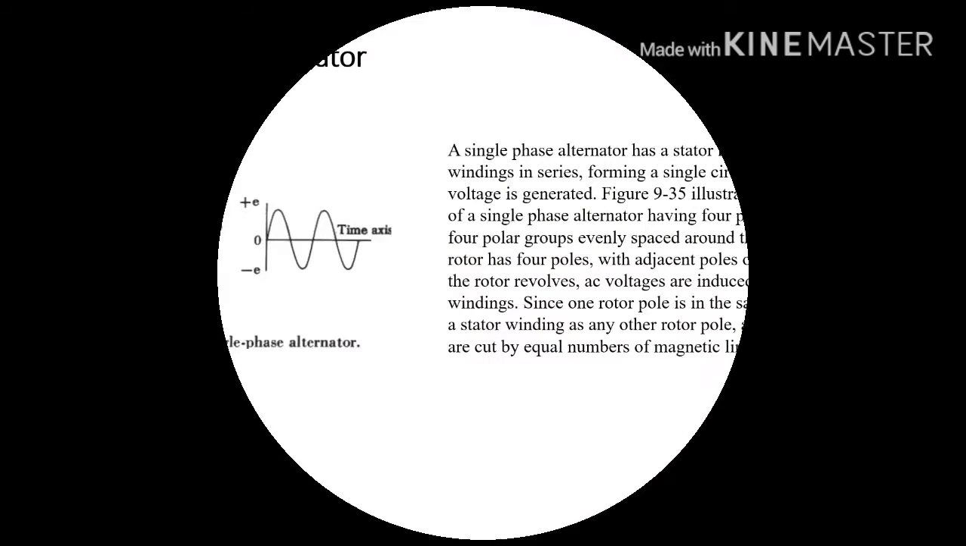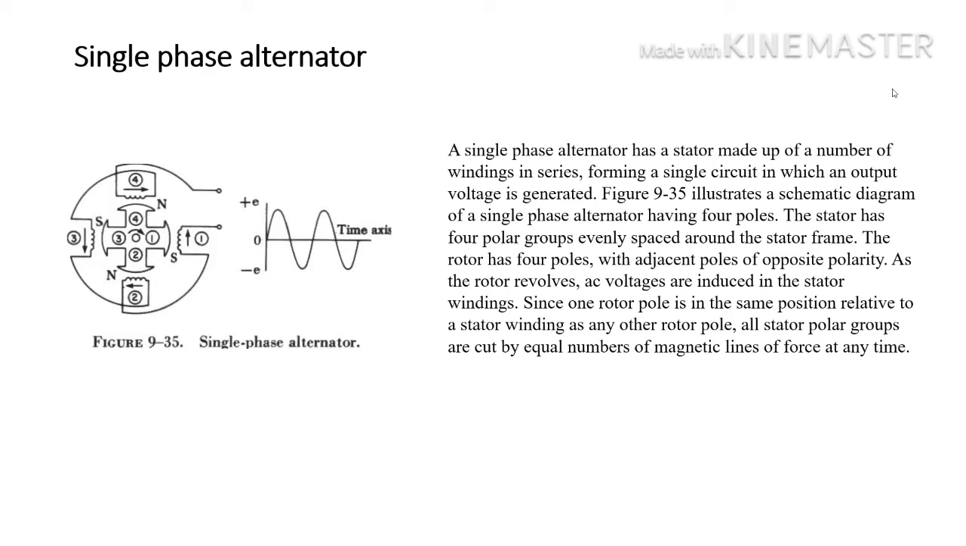Today I'm going to talk about single phase alternator, two phase alternator, three phase alternator, star and delta connection. Single phase alternator. A single phase alternator has a stator made up of a number of windings in series, forming a single circuit in which an output voltage is generated.